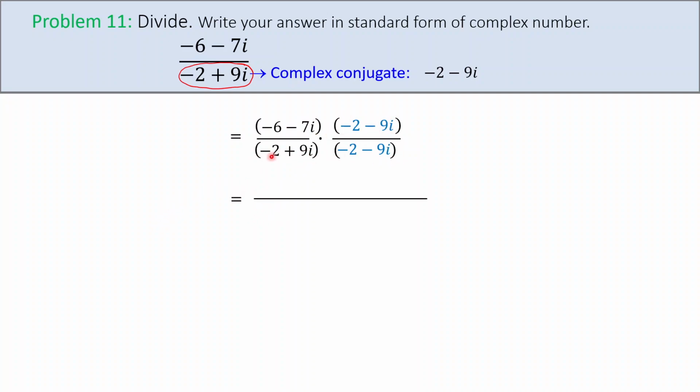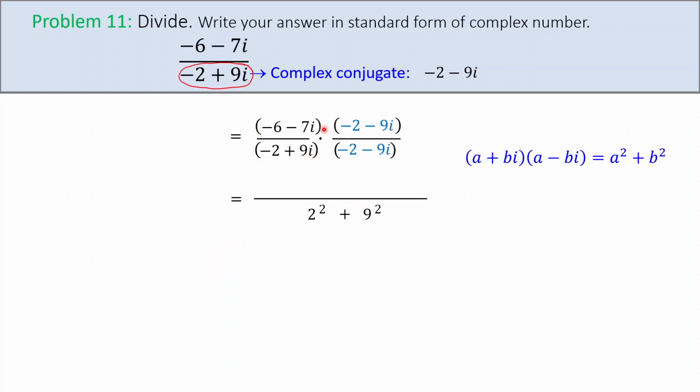Equal to. Now you can write this by using this formula, equal to a squared plus b squared. This negative 2 is a. This 9 is b. Since we are taking square, you don't have to put the sign. Negative 2 squared is same as 2 squared. You get a positive number. So you can ignore the sign. Just put the number 2. 2 squared plus 9 squared.